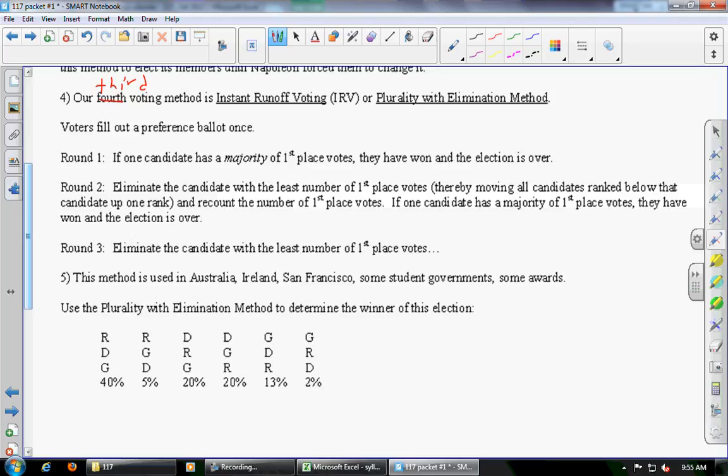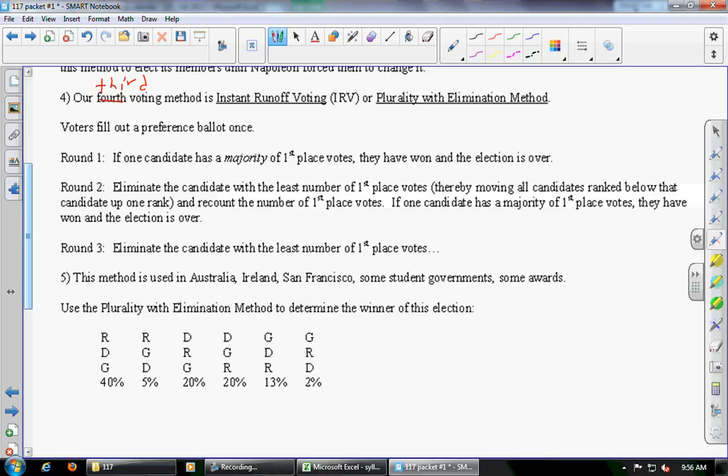Like the chocolate ice cream had more than everybody, but it didn't have more than half. So if somebody has a majority, more than half of the first place votes, you stop. They win the election and we're done. Easy. But if nobody has more than half, then we're going to eliminate. Who do you think we're going to eliminate? The person with the fewest number of first place votes, right?